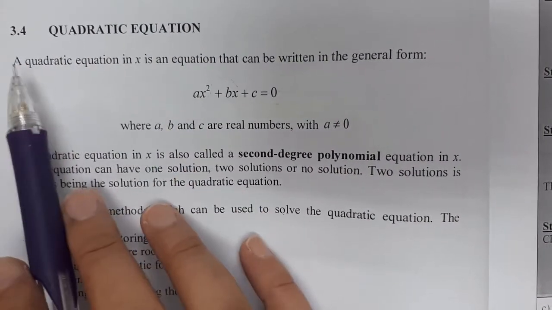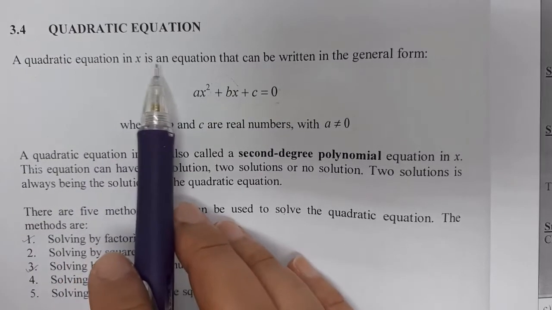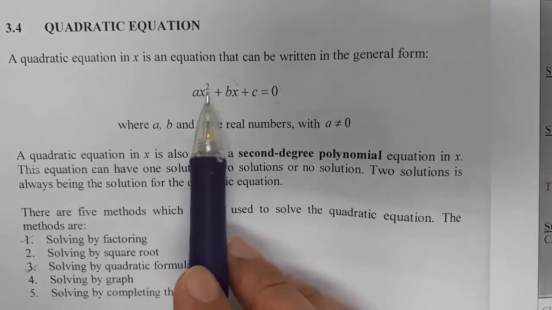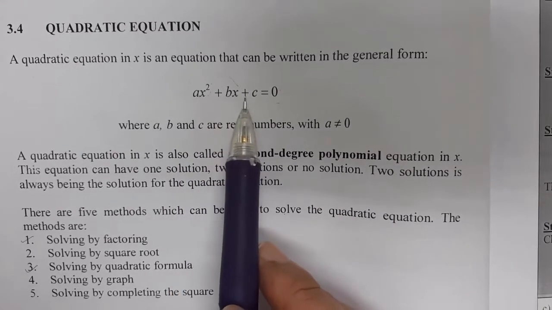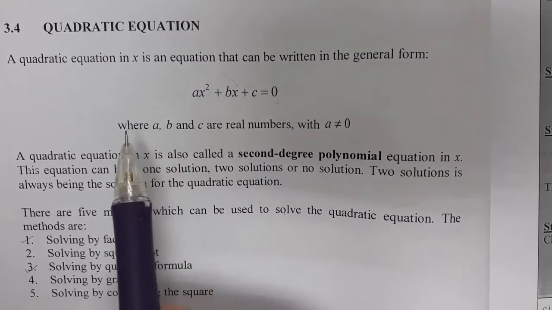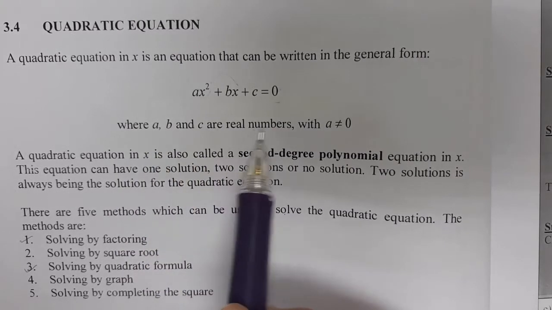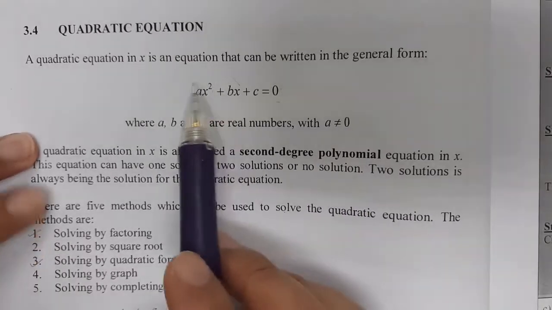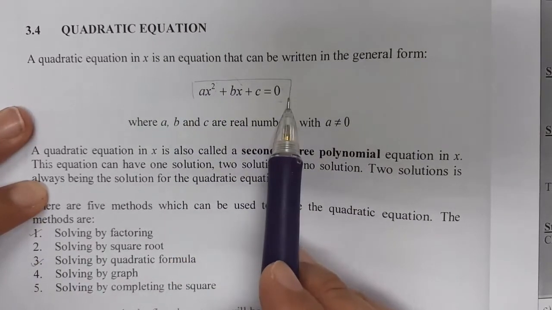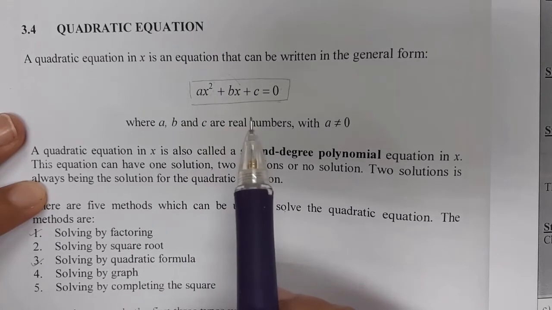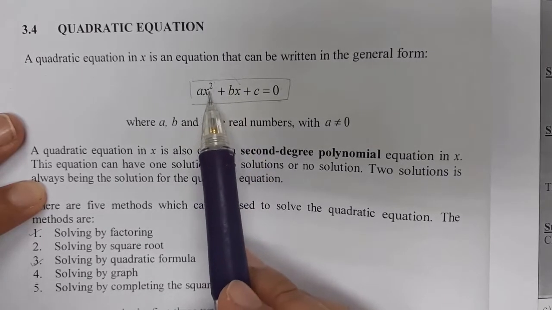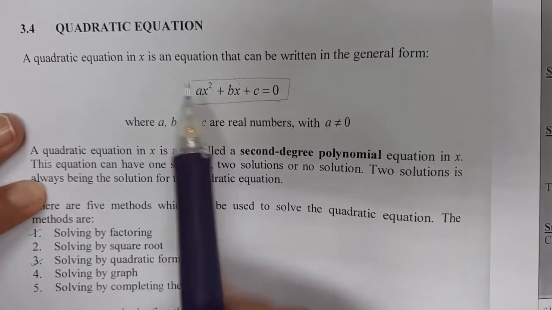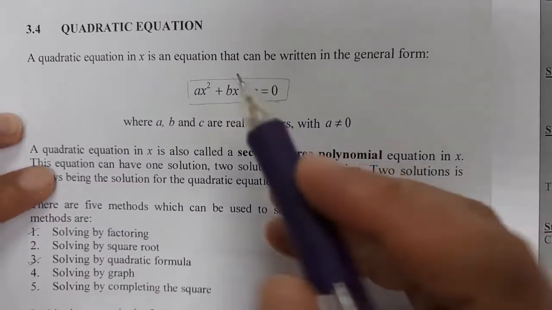Quadratic equation. A quadratic equation in X is an equation that can be written in the general form ax squared plus bx plus c equals 0, where a, b and c are real numbers. A must not equal 0. So this is the general form of quadratic equation. Normally when we see x squared at the front of an equation, that is a quadratic equation.